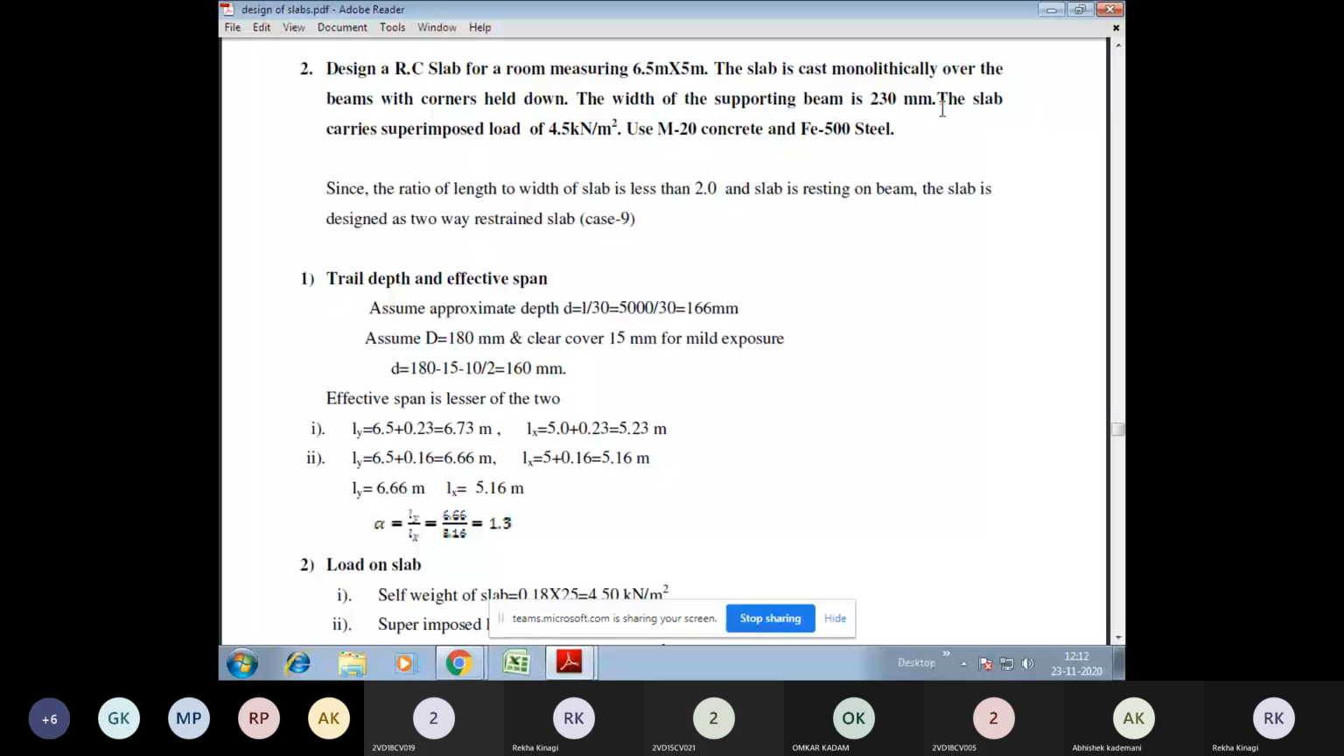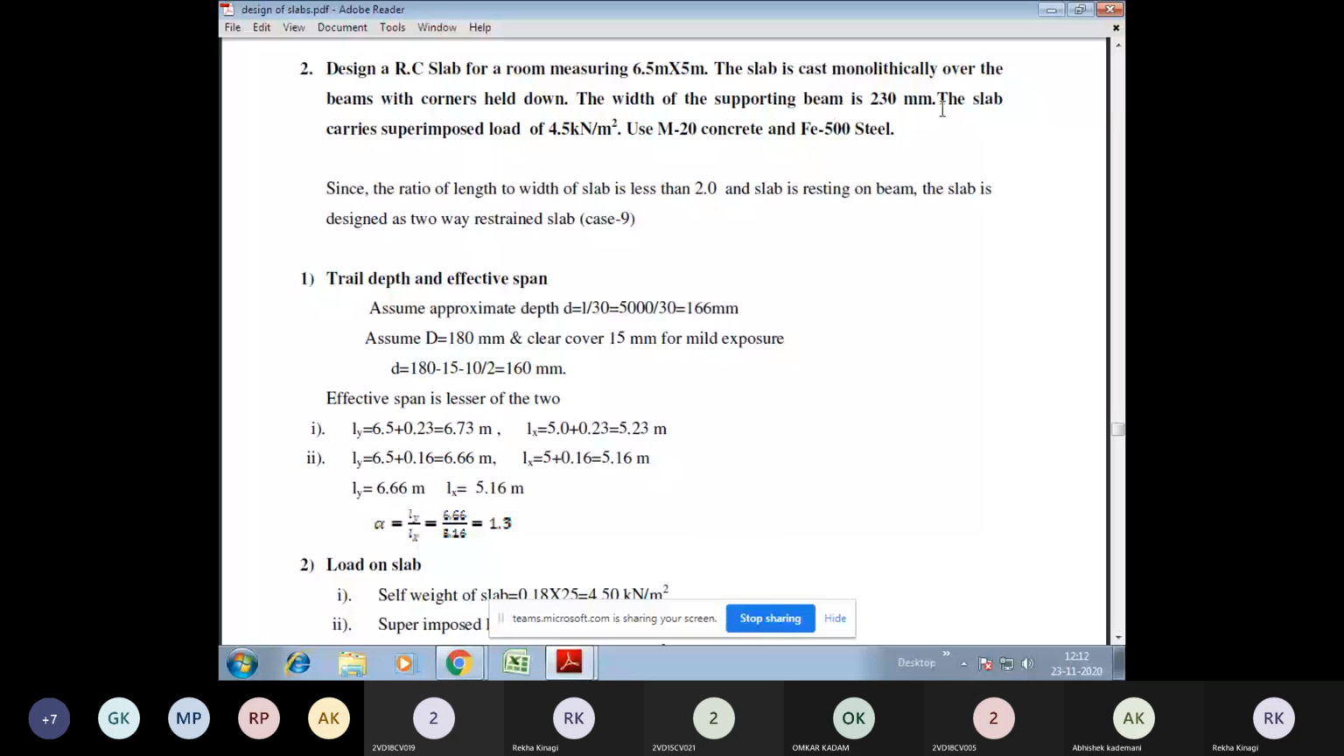Now it is not given directly whether you are supposed to design it as a one-way slab or two-way slab. So first and foremost, you are supposed to check which type of slab it is. In order to check the type of slab, we are going to take the ratio of these two dimensions, the longer span to shorter span dimension, that is Ly by Lx ratio. 6.5 divided by 5. This ratio of Ly by Lx is less than 2.